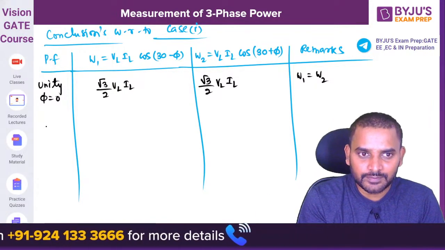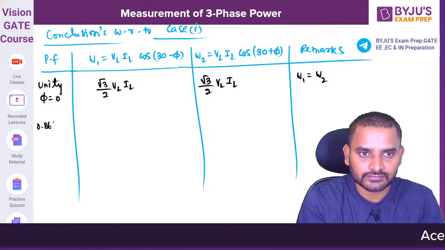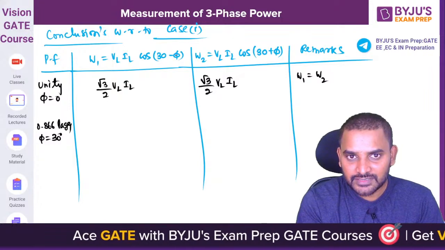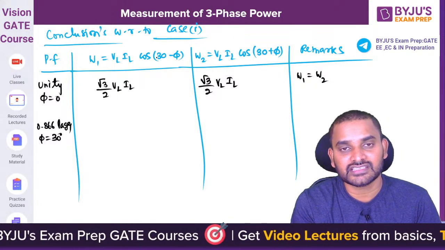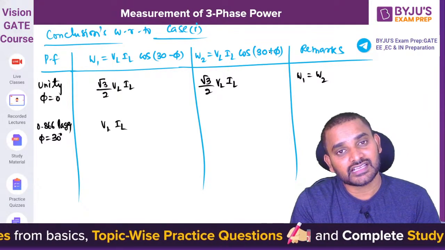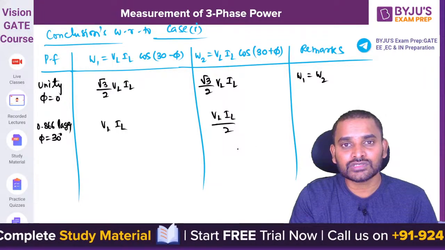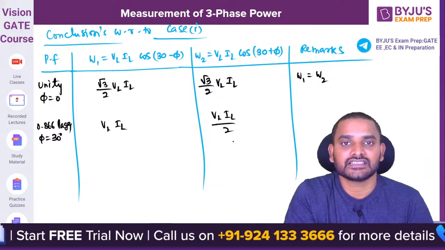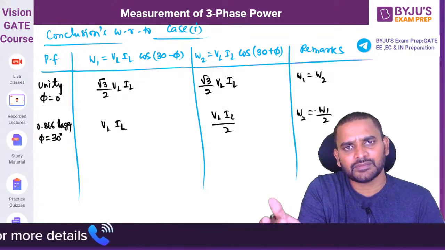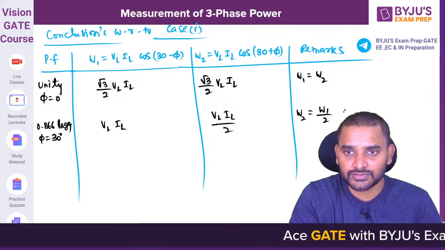Alright. Now let me take up 30 degrees. Cos 30 will be 0.866 lagging. Phi equal to 30. If I substitute phi equal to 30, 30 minus 30 will be 0, cos 0 will be 1. So the wattmeter reading will be VLIL. Here 30 plus 30, cos 60. Cos 60 will be 1 by 2. So you will get VLIL by 2. It looks like W2 is half of W1. Or otherwise you can say W1 is equal to 2 times W2.